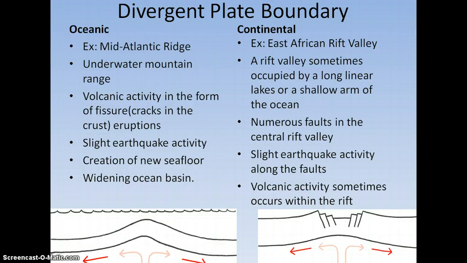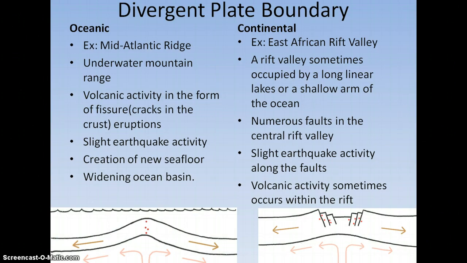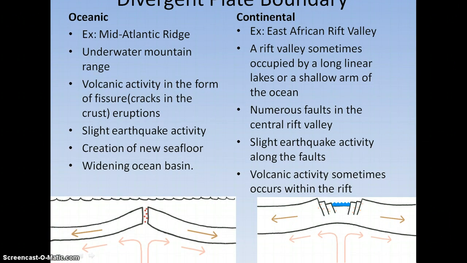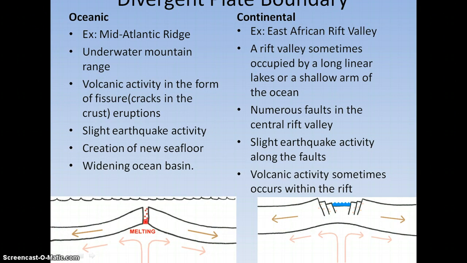or continental. So on the bottom here, you can see two animations which show the two different types of divergent plate boundaries. The first one we're going to look at is the oceanic divergent plate boundaries. A great example of this is the Mid-Atlantic Ridge. All of the oceans are actually connected by a ridge system where there's separation between the oceanic plates.